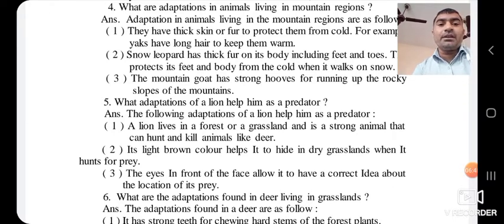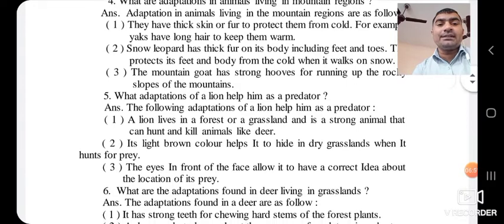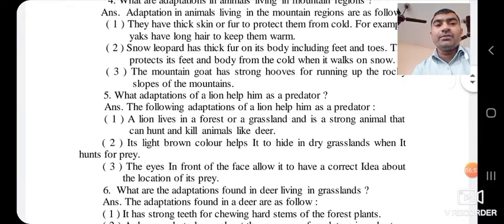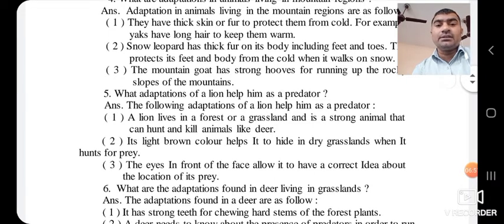Its light brown color helps it to hide in dry grassland when it hunts for prey. See, if he wants to hunt, first it will hide in the dry grassland. So its color helps it to hide in dry grasslands.